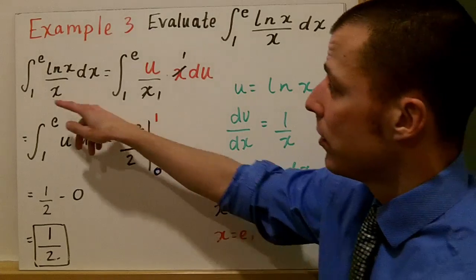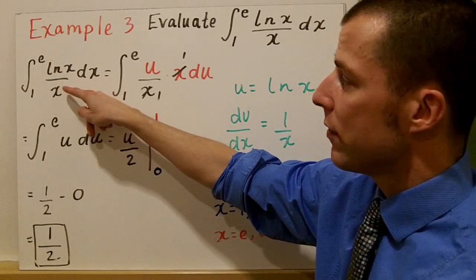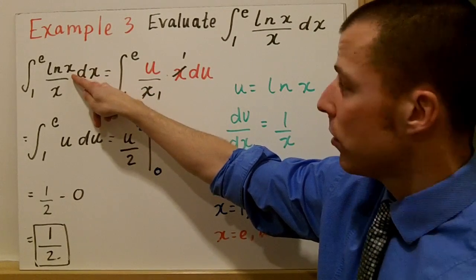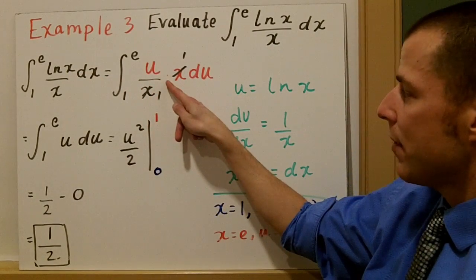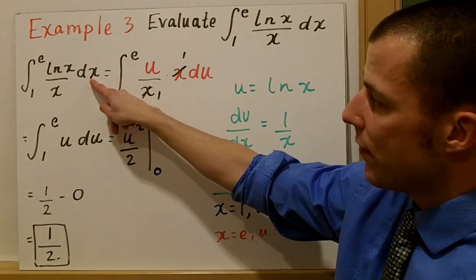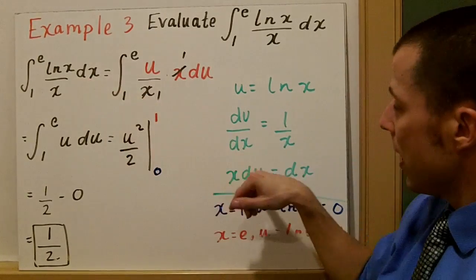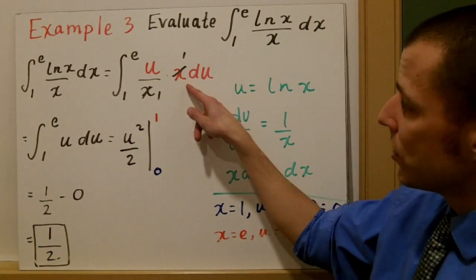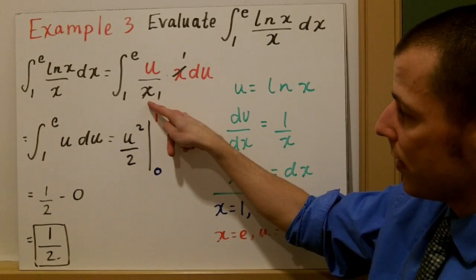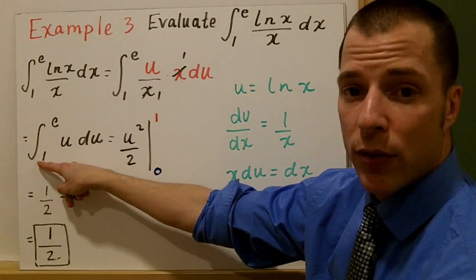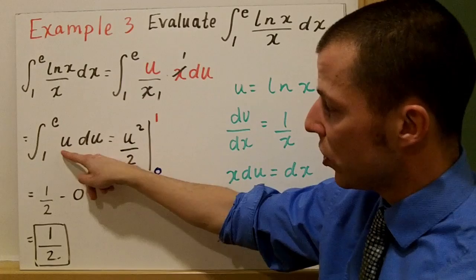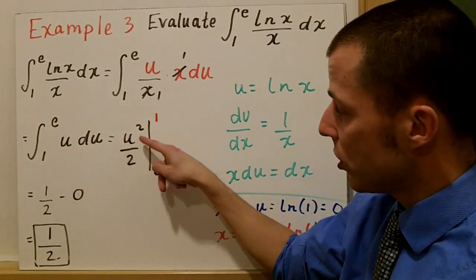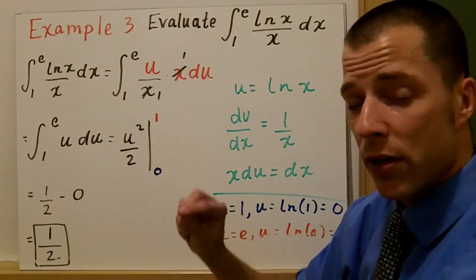So let's look at the integral. 1 to e of natural log of x over x dx. I put u instead of natural log, and I get u over x times x du. So I've substituted now dx, and I've used x du, because that's what dx equals. So look, the x is simplified to be 1, and now I'm going from the integration of 1 to e of u du.